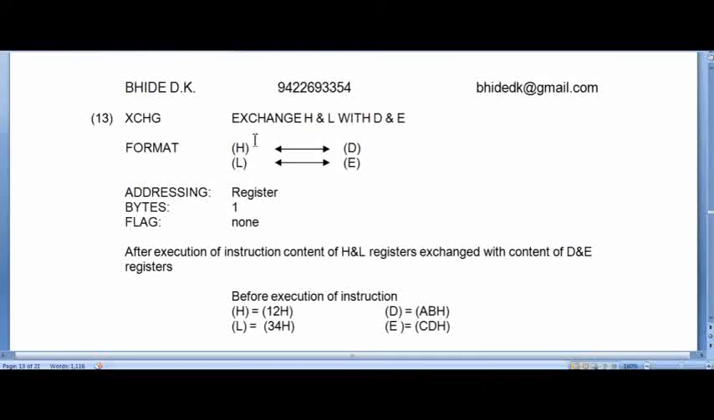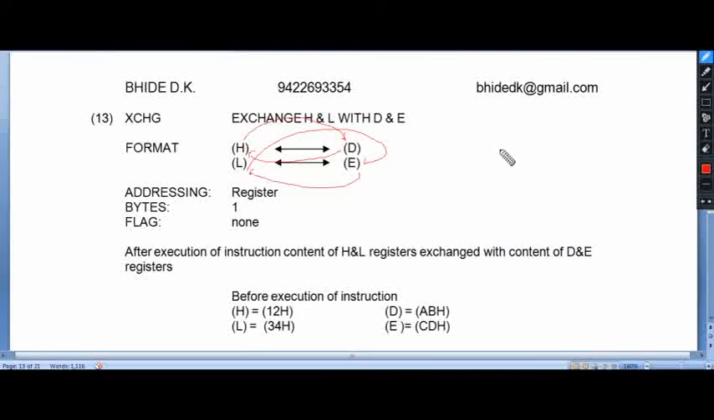That means whatever number is present in register H goes to D, and whatever number is present in D goes to H. Whatever number is present in L goes to E, and whatever number is present in E goes to L. Only registers are used, therefore it is called register addressing mode. Only the operation code is there, therefore it is a 1 byte instruction, and flags affected: none. The numbers present in the HL register pair are exchanged with the number present in the DE register pair.